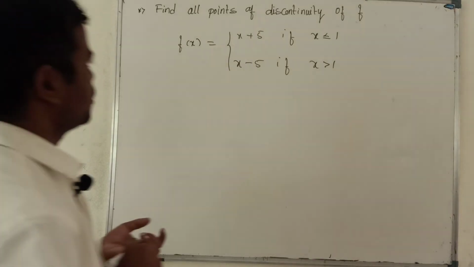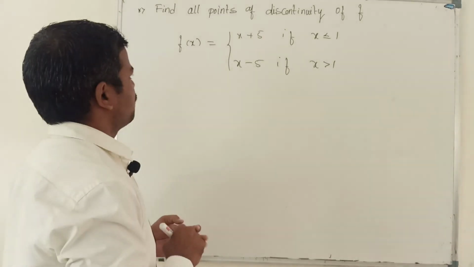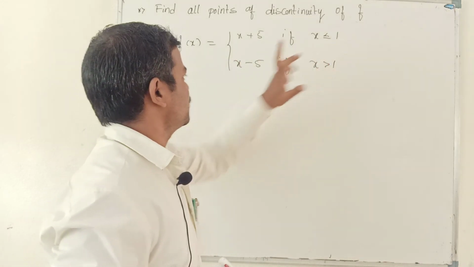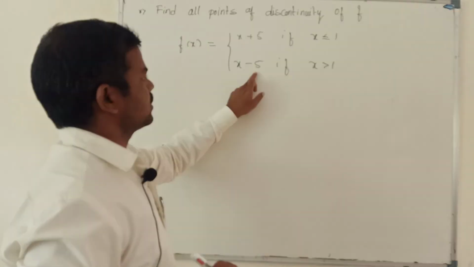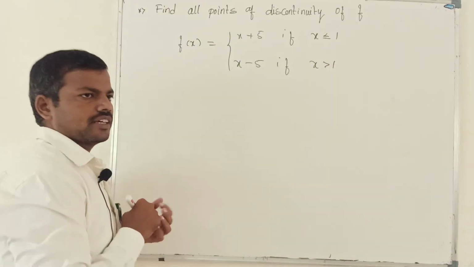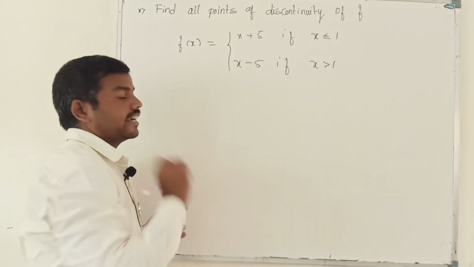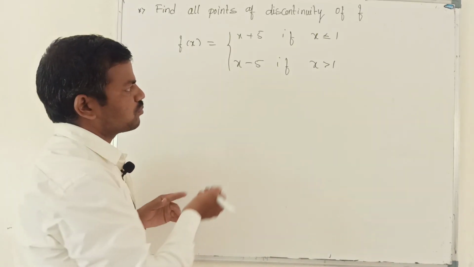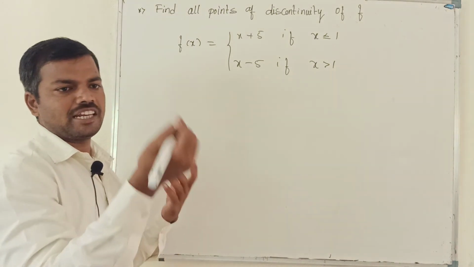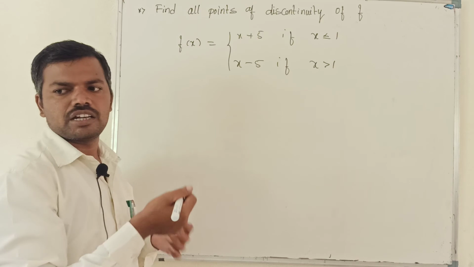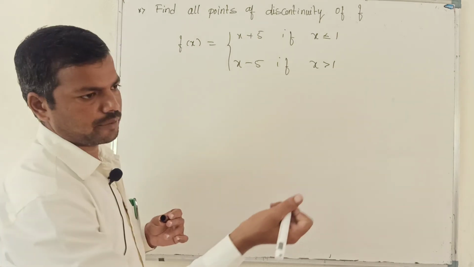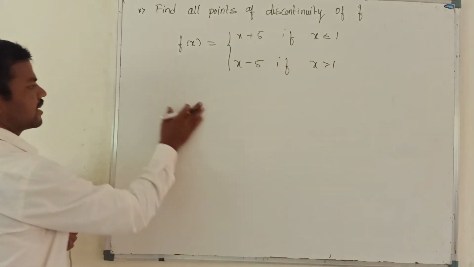So next we come to the function given by f of x equal to x plus 5 if x is less than or equal to 1, and f of x is x minus 5 if x is greater than 1. First we will discuss whether it is continuous or not continuous at x equal to 1. Later we come to the remaining real numbers, greater than 1 and less than 1, and whether it is continuous for them. First we will discuss at x equal to 1.